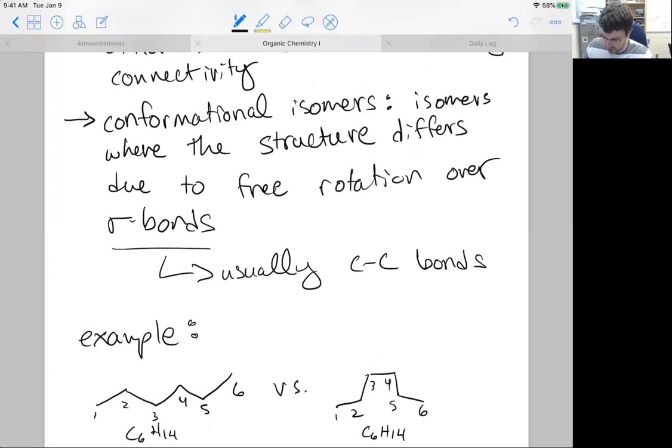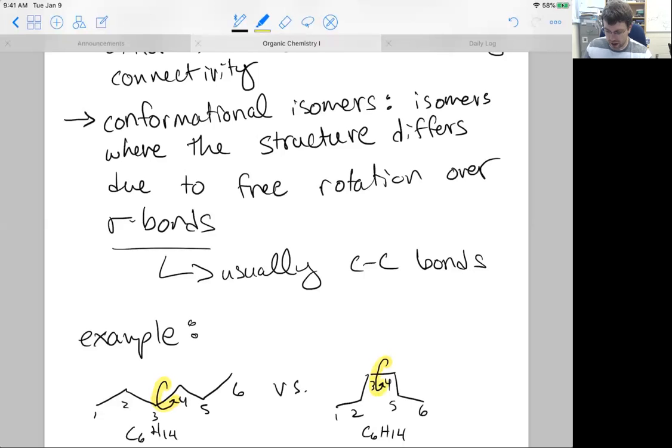Okay, if you look, the structures are different due to free rotation over the bond in my numbering from 3 to 4. Just by spinning that bond around or rotating that bond, due to the fact that it's a sigma bond, we get to conformational isomers.